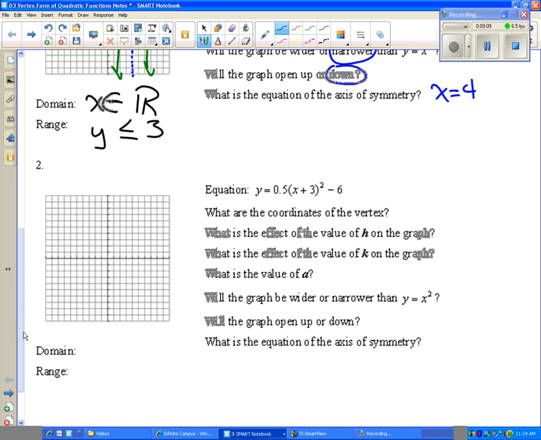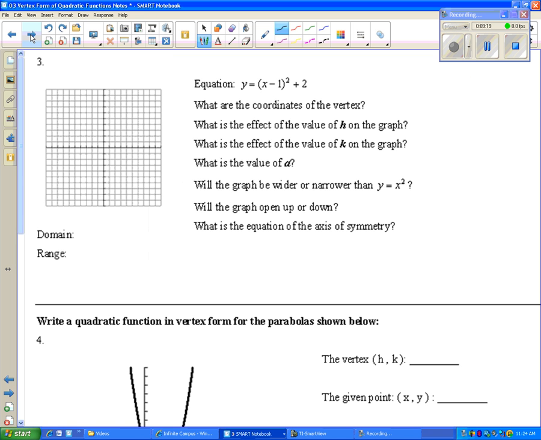Let's try another one. Number 2. Actually, I'm going to come back to number 2. I'm going to skip forward and do number 3, then we'll do 2, and then we can do 4 and 5. Now, why in the world am I doing this? Because I want to show you a technique that I think makes some of this a little bit easier.